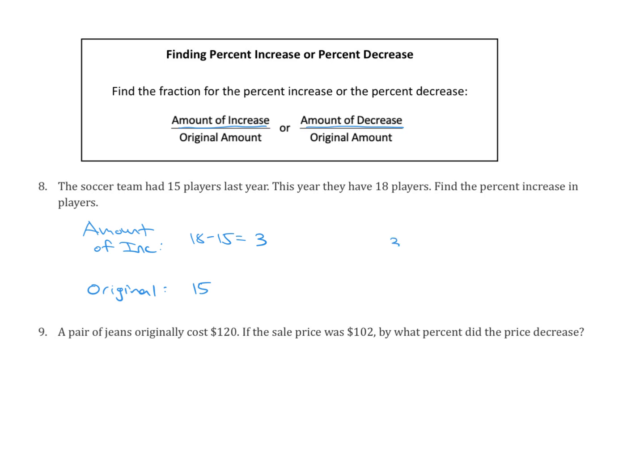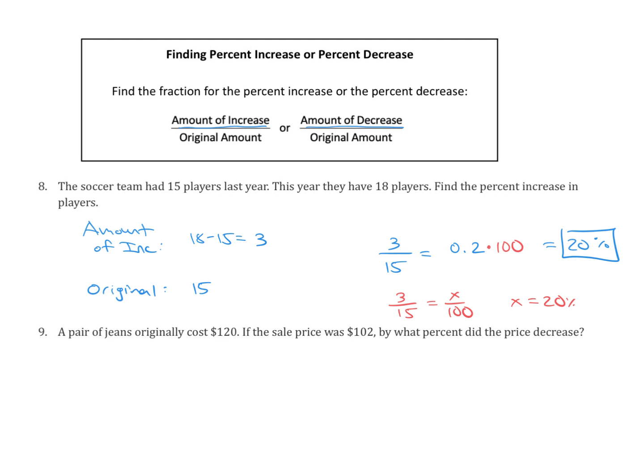So I do the amount of increase over the original amount. That's like my part over whole, and it will give me a decimal that is 0.2. And then I have to change that to a percent. So I'm going to multiply that by 100, or move the decimal 2 places to the right, and we get 20%. You could also use the percent proportion for this. If we do 3 over 15 equals x over 100, that will get you 20% for your answer.